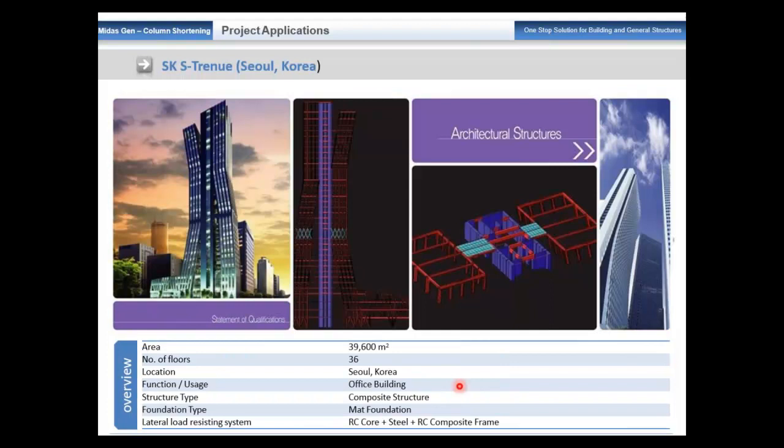Then coming to the next example, that is SK Junior in Seoul, South Korea, where we have 36 floors, each floor having a different shape and various structural configurations. It is a composite structure, considering your RC core, with steel as well as RC composite frame structures also integrated with that.